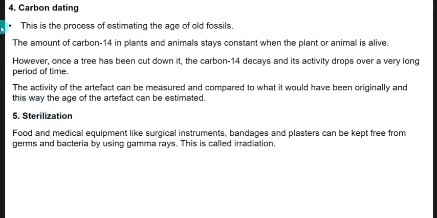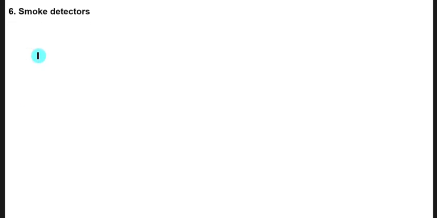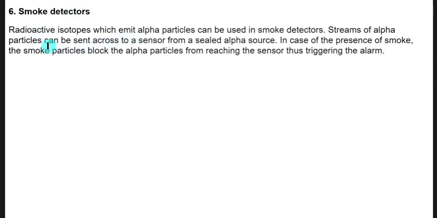So another use of radioactive material is in smoke detectors. We are saying radioactive isotopes which emit alpha particles can be used in smoke detectors. Streams of alpha particles can be sent across to a sensor from a sealed alpha source. In case of the presence of smoke, the smoke particles block the alpha particles from reaching the sensor, thus triggering the alarm. So let me explain.